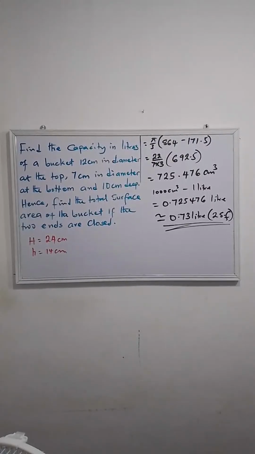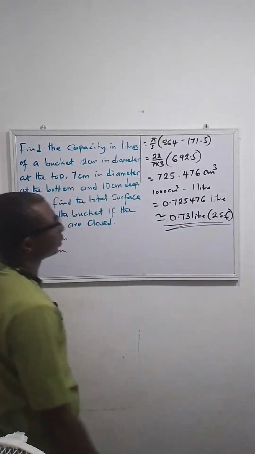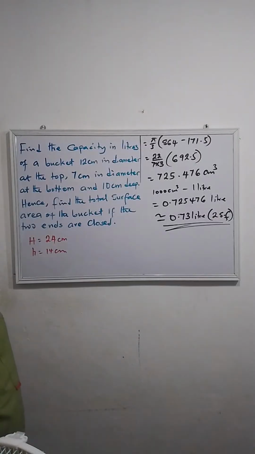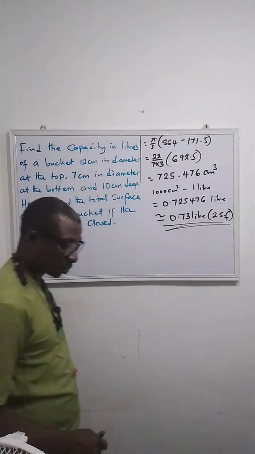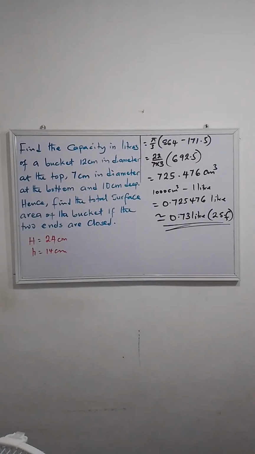Okay, I think the network is misbehaving. Okay, so all right, so that is the answer to the first part of the question. All right, so now the question goes further, saying that we should find the total surface area of the bucket if the two ends are closed. So I want to believe you can hear me. Are we back? Yes, because the network was bad initially. All right.